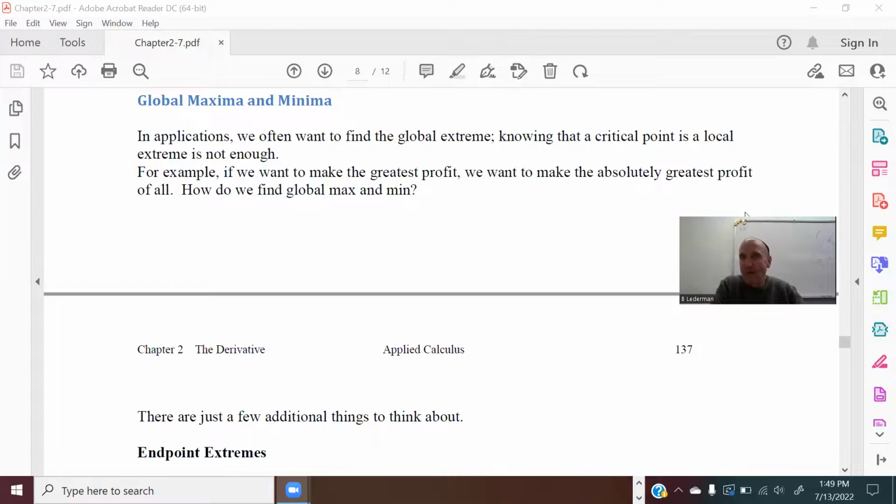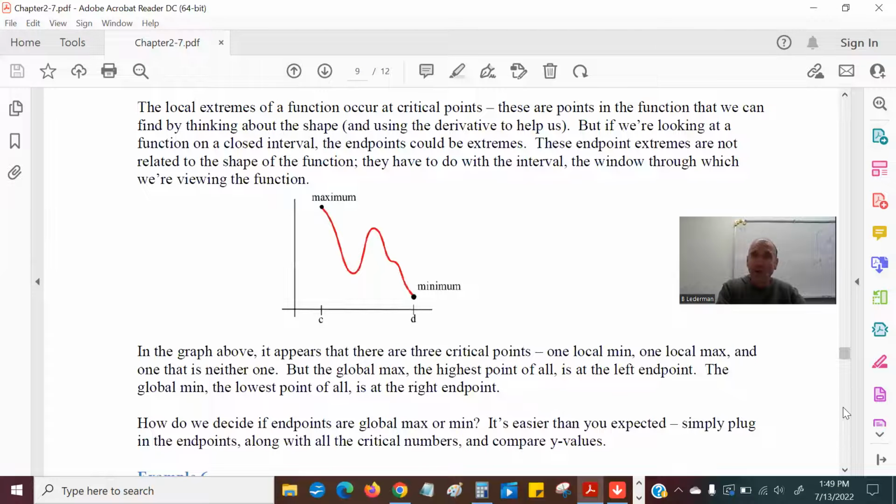Well, in practical terms, it's really not such a big deal. You're going to look at all the critical points, and you're also going to look at the endpoints, and you're going to see which is bigger. In other words, if one of the critical points is bigger, then that local max is also an absolute max, if that's the biggest number. But if one of the endpoints is bigger, then that's the absolute max. In practical terms, it's very, very straightforward.